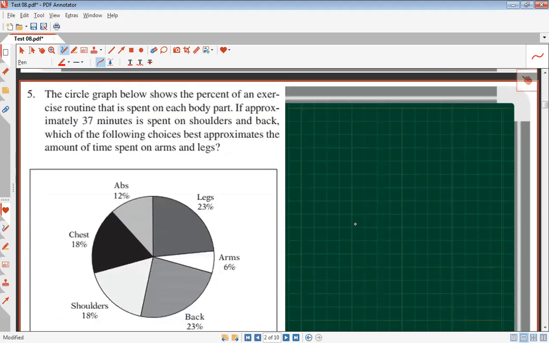Question number 5. The circle graph below shows the percent of an exercise routine that is spent on each body part. If approximately 37 minutes is spent on shoulders and back, which of the following choices best approximates the amount of time spent on arms and legs? 37 minutes is spent on shoulders and back.